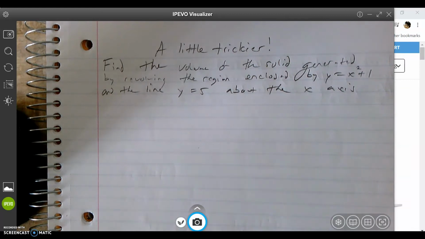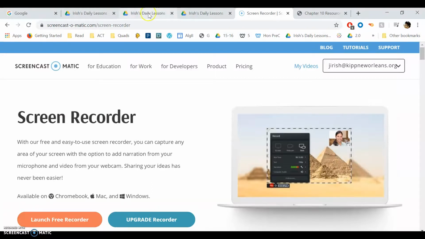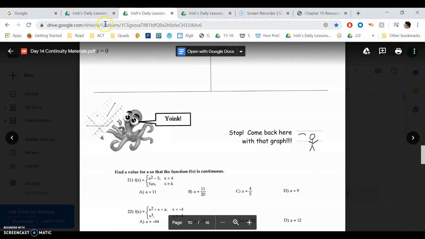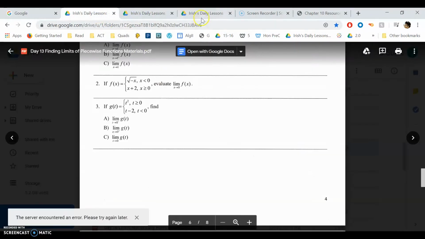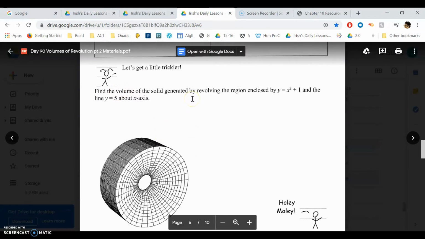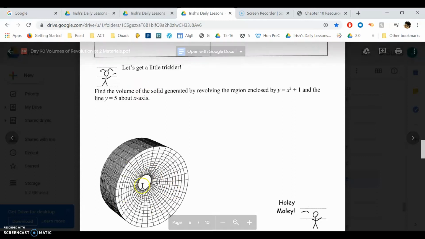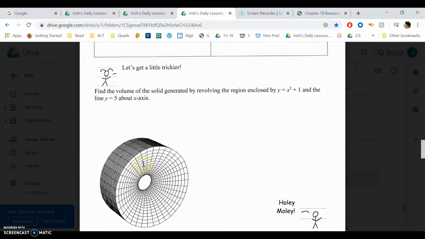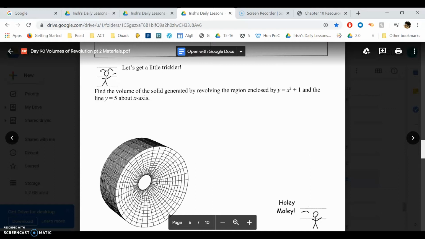Okay, so first off, we're going to do something a little bit different. We're going to continue our lesson from last time, and we're going to get a little bit trickier. Watch what happens. So we go from discs to donuts. Oh my goodness. Where is it? Here it is. So we're now going to do this problem, and we're going to get something with a hole in the middle, like this. So now we're going to fabricate some donuts.